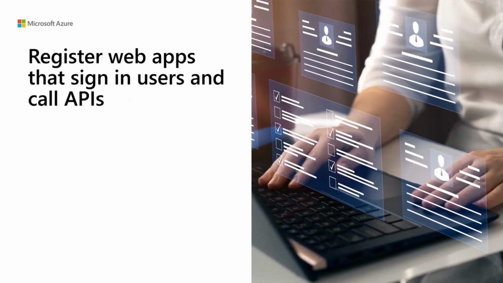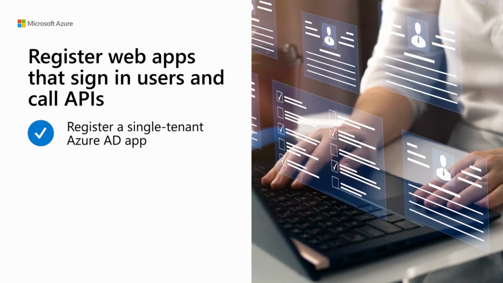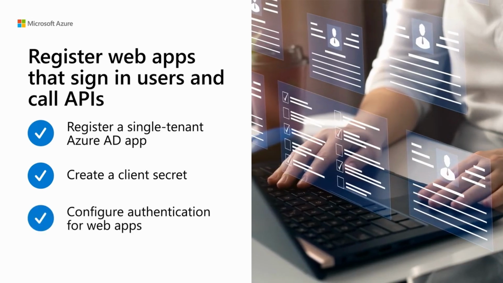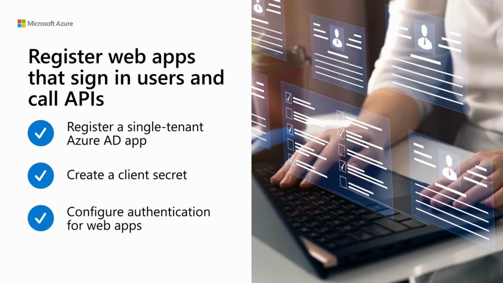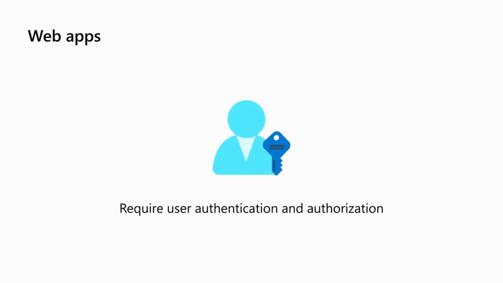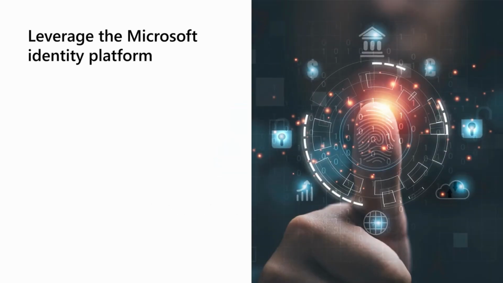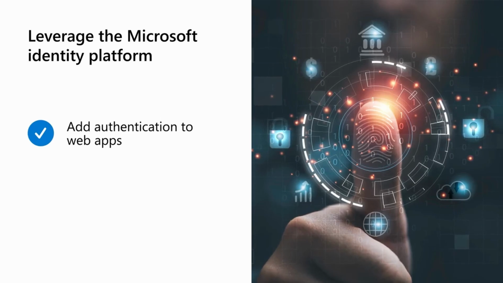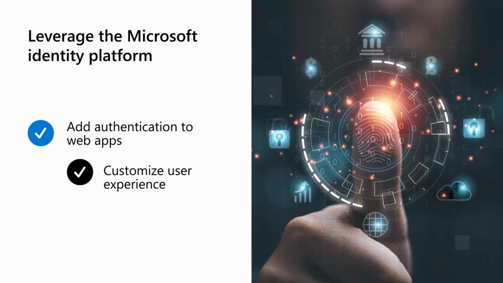In this video, you'll learn to register a single-tenant Azure AD app and create a client secret for the app. You'll also learn to configure authentication for web apps using Azure AD. Web apps are typically used to build apps that require user authentication and authorization to access protected resources, such as APIs or data. As a developer, you can leverage the Microsoft Identity platform by adding authentication to web apps. Adding authentication allows web apps to access limited profile information and customize the user experience.